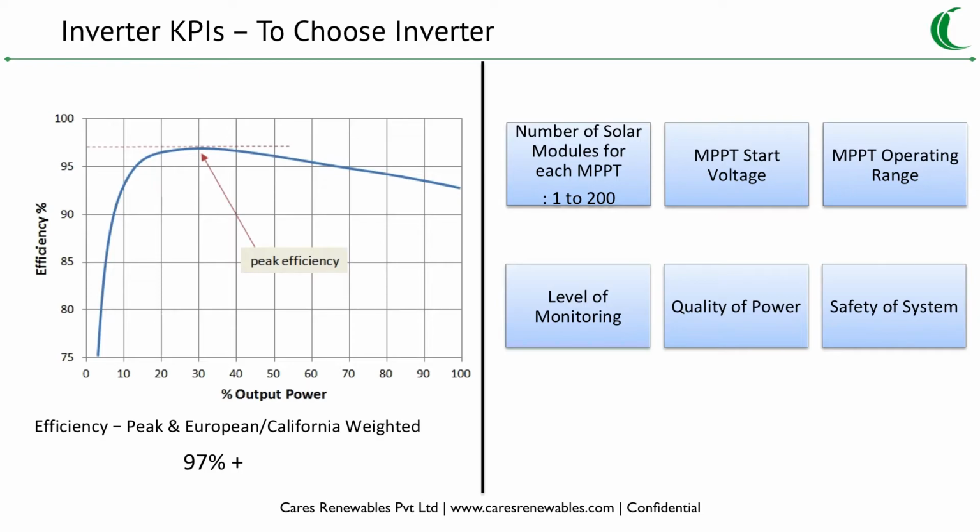Now, the safety of the system is of paramount importance. Like I said, microinverters are inherently very safe by design. But if you take string or optimizer designs, you can have mechanisms to ensure safety, like arc detection, or safe DC, which is a feature in optimizers. You can google that to understand a bit more on it.